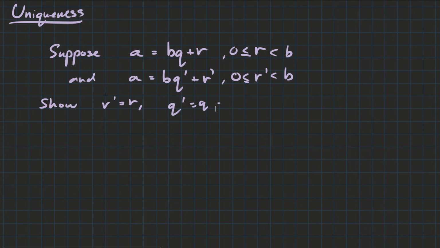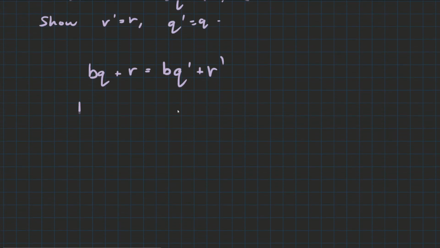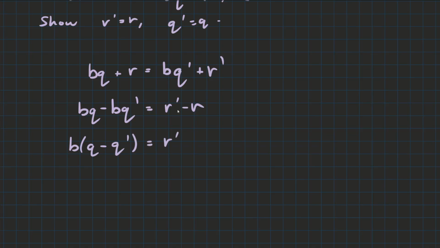Okay, well, the first thing that we'll say here is, well, if a is equal to bq plus r and a is equal to bq prime plus r prime, well, then those two must be equal, right? So we must be able to conclude that bq plus r is bq prime plus r prime. We can rearrange this a bit. We can say bq minus bq prime equals r prime minus r. And we can say that b(q minus q prime) is equal to r prime minus r. Okay, so this is just getting into a form.